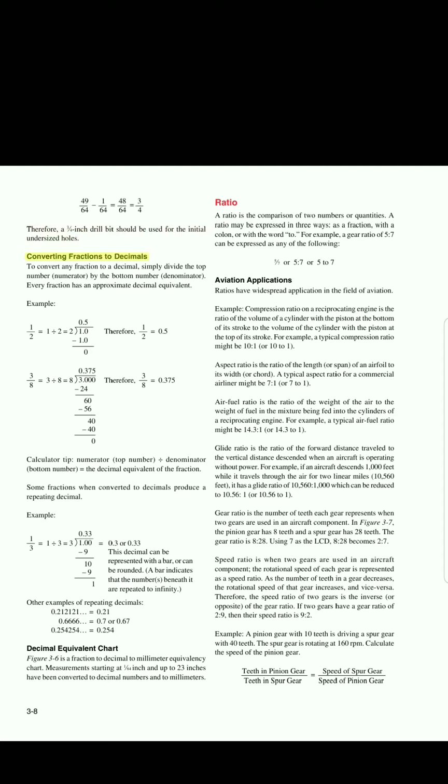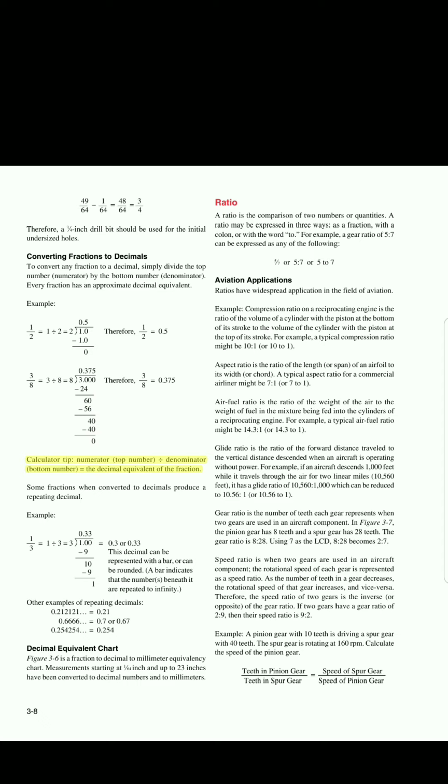Converting fractions to decimals. To convert any fraction to a decimal, simply divide the top number, the numerator, by the bottom number, the denominator. Every fraction has an approximate decimal equivalent. Example. 1/2 equals 1 divided by 2 equals 0.5. Example. 3/8 equals 3 divided by 8 equals 0.375.